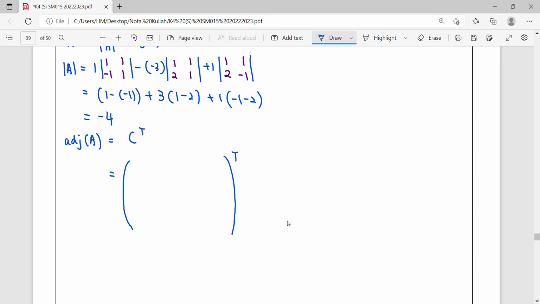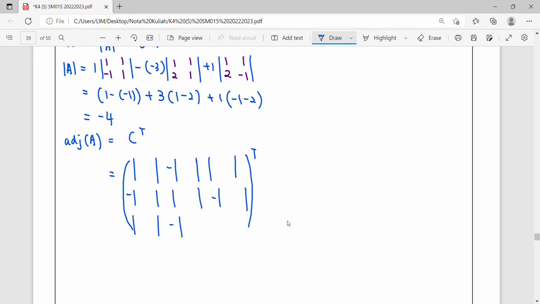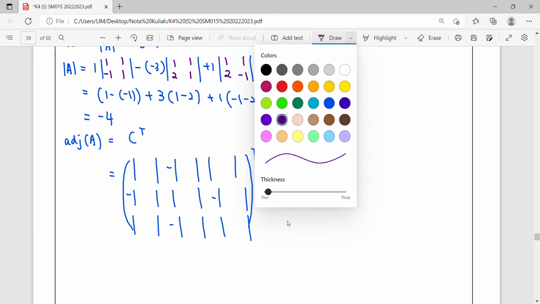Cofactor will be equal to the positive or negative minor, depending on the position. So positive 1, 1, negative 1, 2, positive 1, 3. Then negative 2, 1, positive 2, 2, negative 2, 3, positive 3, 1, negative 3, 2, and then positive 3, 3. So we continue with finding our minors here.